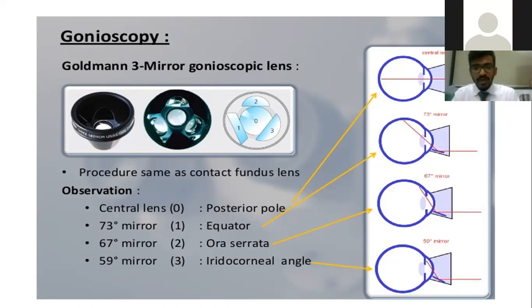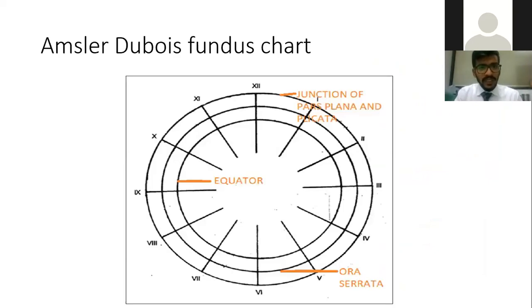Okay, so moving to the documentation, this is how the Amsler-Dubois chart looks like. Just a minute. Hold. So you have 3 circles. The first circle is the junction of the pars plana and the plicata. The second junction is what you call the ora serrata, and third is the equator, is where all the 4 vortex veins are. So this is how an Amsler chart looks like.